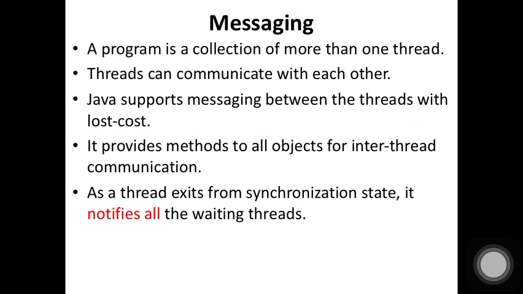And the next topic is messaging. So these are only simple definitions here. Messaging in the sense that two threads can communicate with each other. Just like inter-process communication, where two processes can communicate with each other, like that two threads can communicate with each other. So whenever a thread is in the monitor, when it comes out or exits from the synchronization state, it has to notify all the waiting threads. So based on the priority, the thread will enter into the monitor and execute with the resources. So this is a simple scenario that happens here, and we will see the remaining topics later.